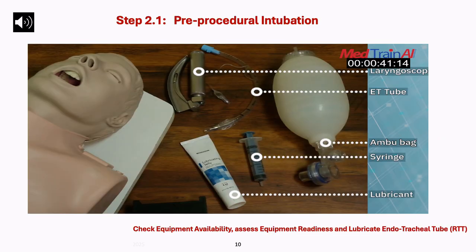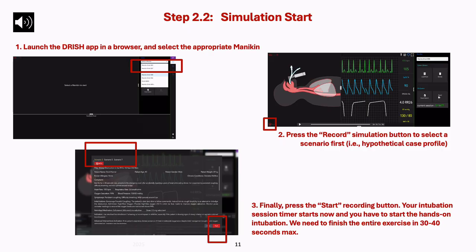Part 2, Step 2.1. Pre-procedural intubation. Here we check for all the equipment, assess their readiness, and ensure everything is in order before we really start the procedure.